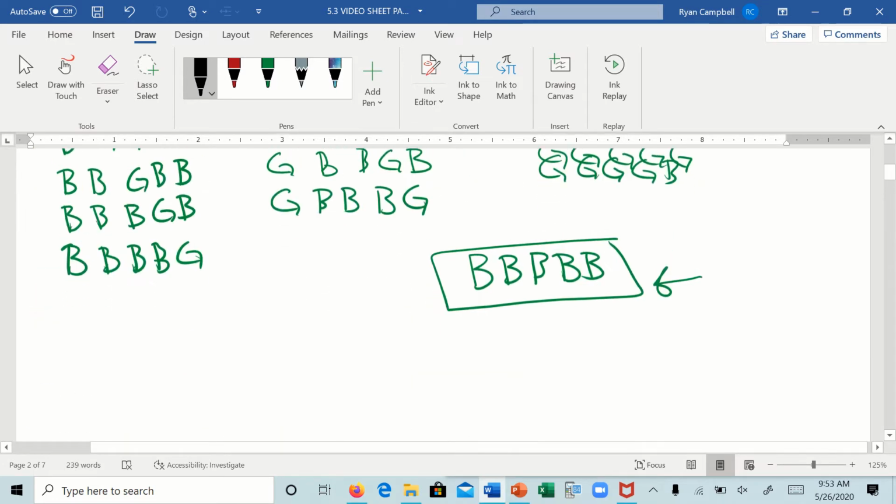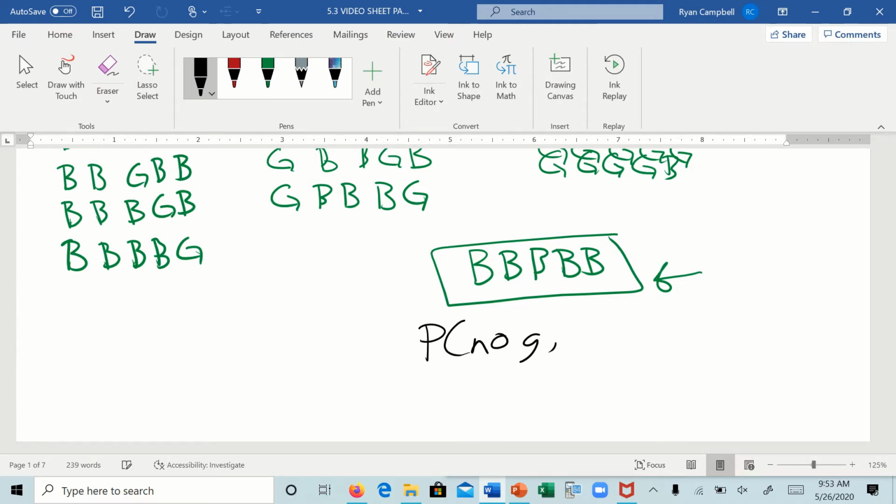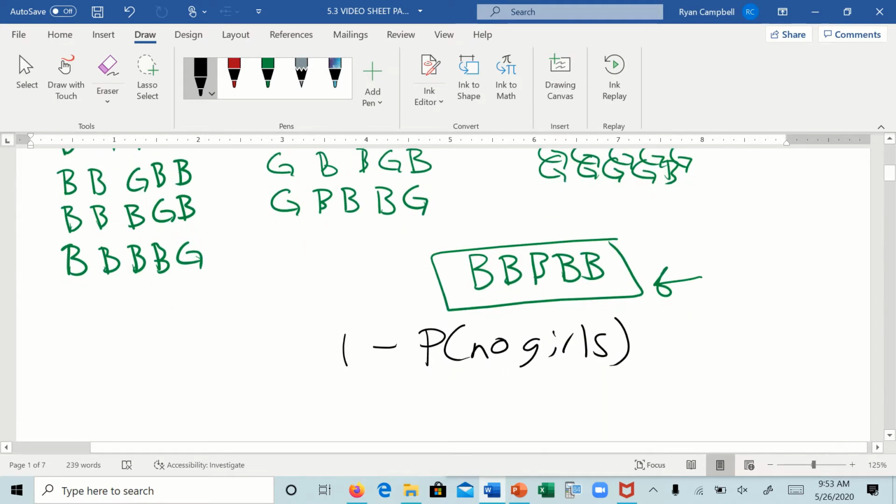So remember, what we can end up doing is we find this probability, the probability of no girls. What we could do is just subtract it from 1. That's our complement, and then we'd be done. This is the one case we don't want. All the other cases we do want. So if we take out this one case from 100%, we're good to go.